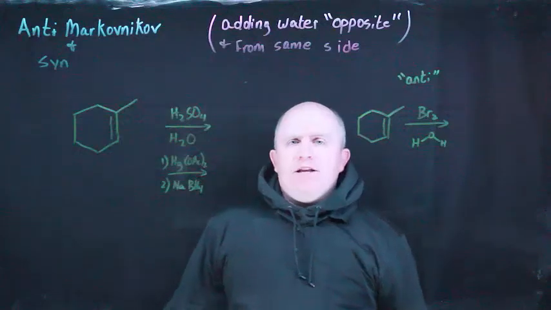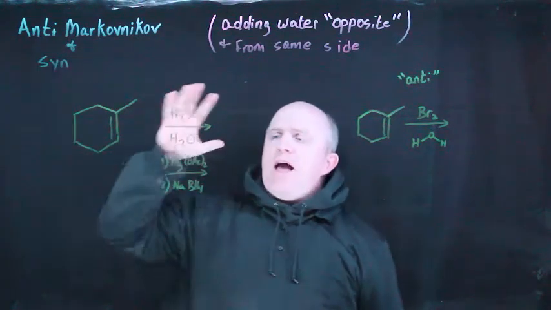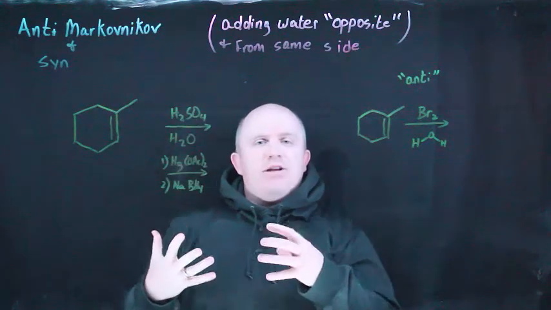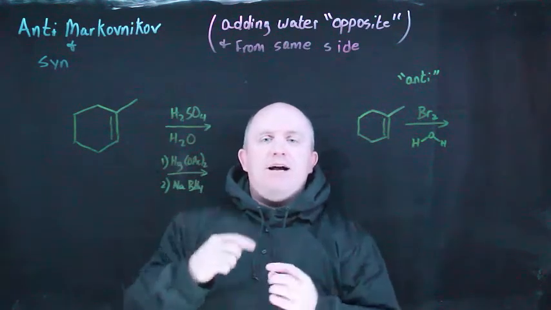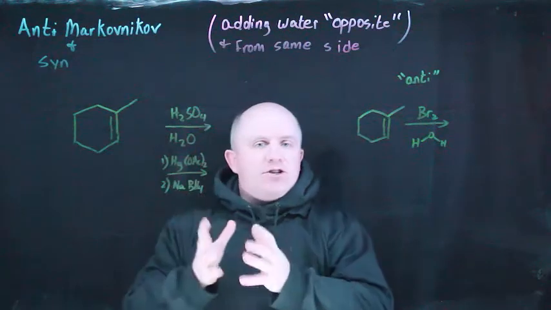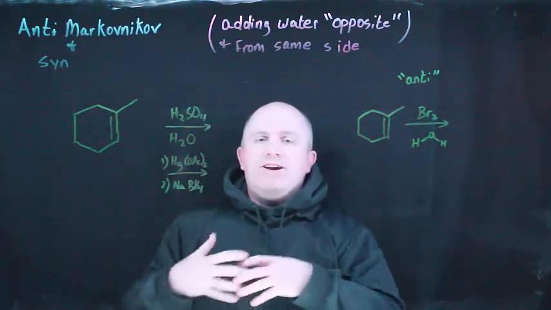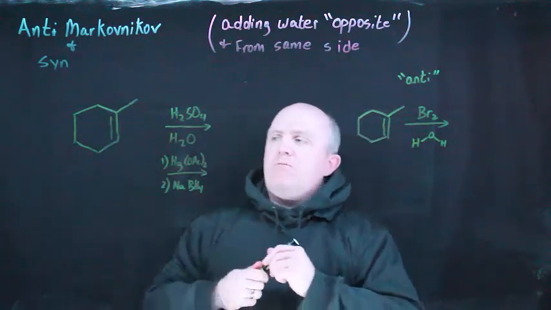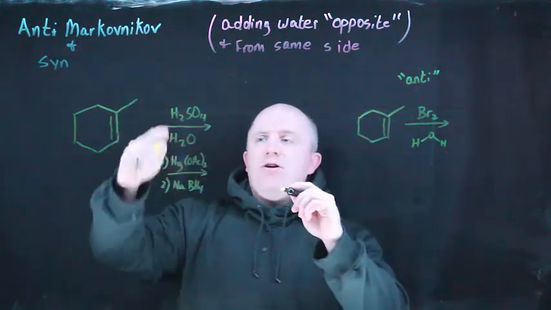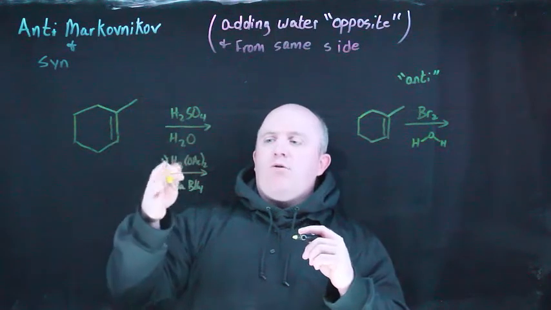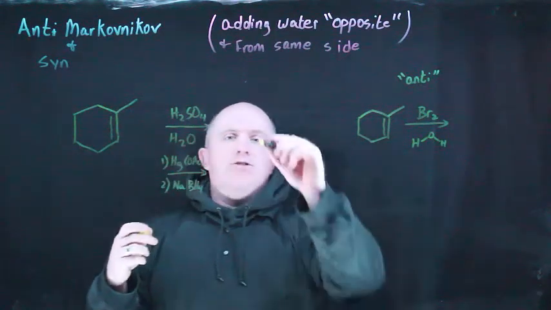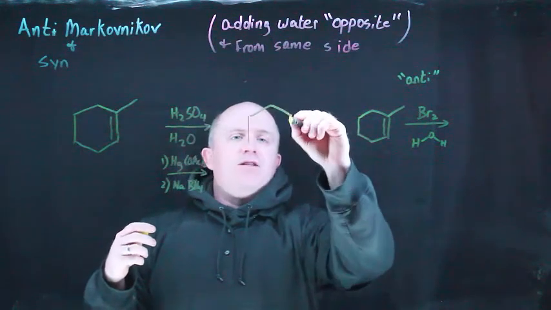So most of the recent videos that we've done have focused on adding water in a Markovnikov sense via an addition that is fundamentally from the opposite side. So a Markovnikov addition of water in what we would consider an anti-sense. What I mean by that specifically is the product that you would expect from these reactions, either pure sulfuric acid plus water, or by doing mercury in the first step and then sodium borohydride reduction in the second step, is that you would end up forming this product right here.